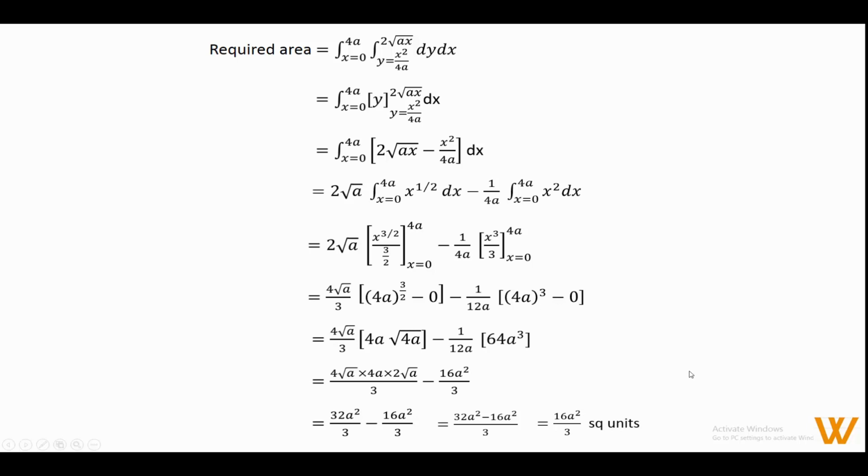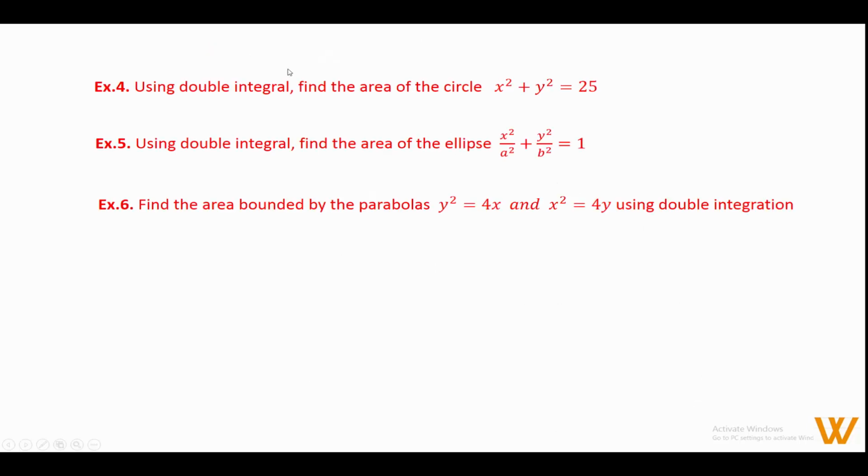is the answer. Write down some problem as a homework. By using double integral, find the area of this circle. X square plus y square is 25. Next, by using double integral, find the area of the ellipse. X square by a square plus y square by b square equal to 1. And next, find area bounded by the parabola y square equal to 4x and x square equal to 4y by using double integration.